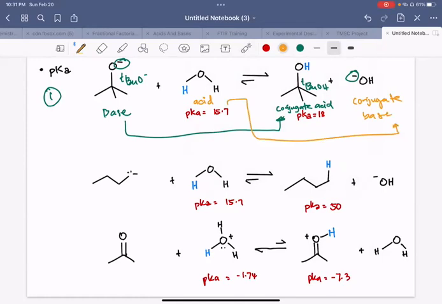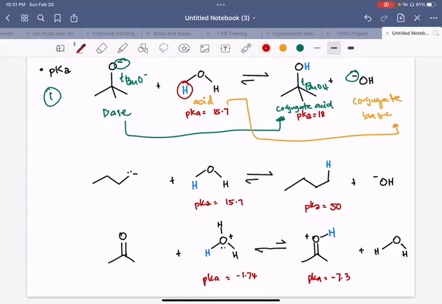So, it's just a transfer of proton, a proton transfer reaction. The proton moves to the base. The base abstracts the proton from the acid.